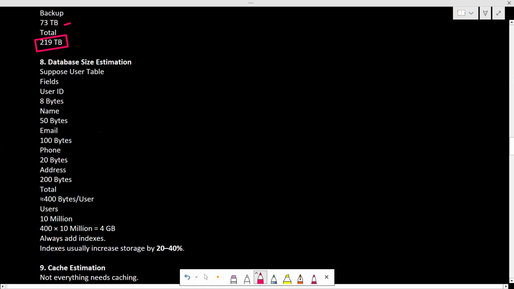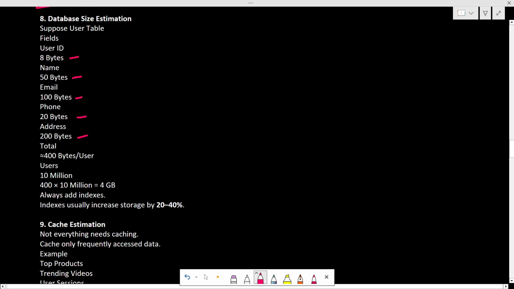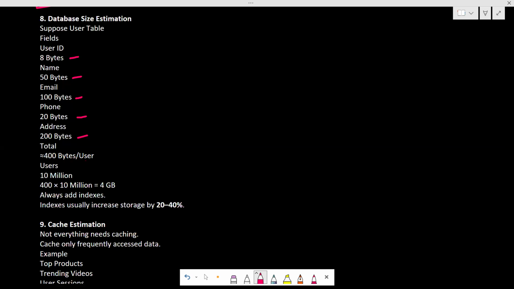Now database size estimation. So let's estimate the database size. Suppose each user record occupies about 400 bytes. How is it? Suppose the user table has fields like user ID 8 bytes, name 50 bytes, email 100 bytes, phone 20 bytes, address 200 bytes. So if you calculate the total, it is approximately 400 bytes per user.